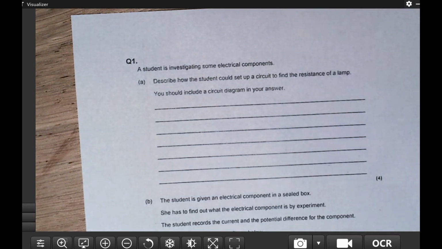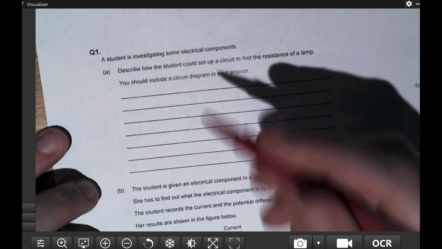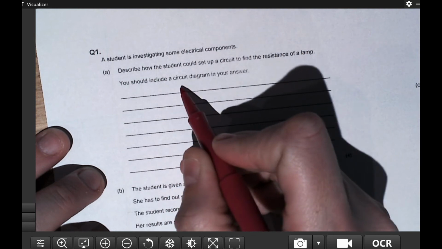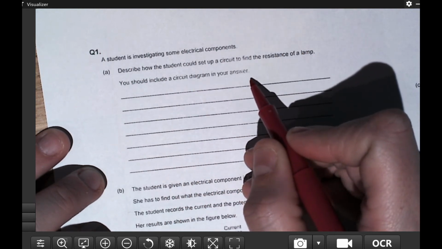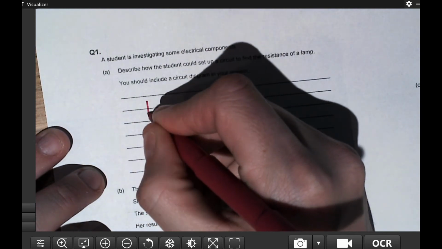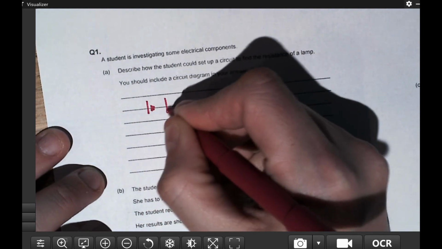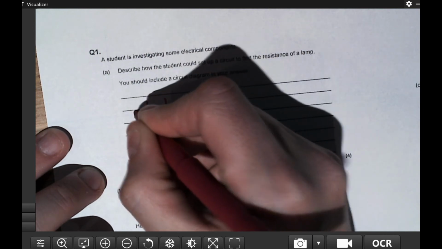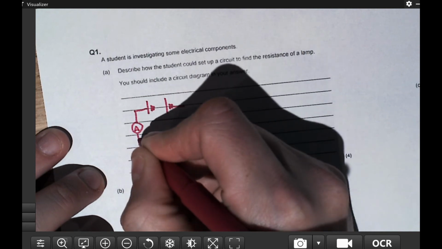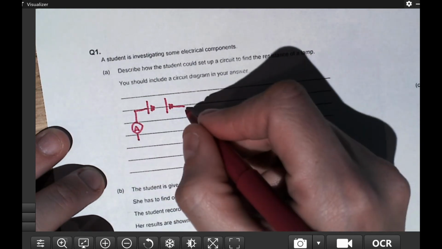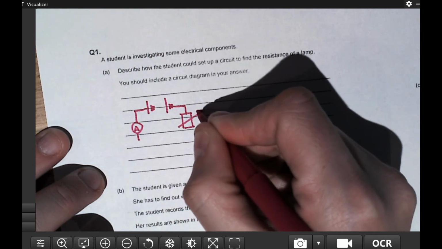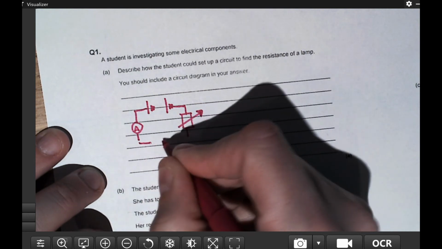Okay, so the first question says, describe how the student could set up a circuit to find the resistance of a lamp. You should include a circuit diagram in your answer. So what you need to be drawing here is the circuit diagram for where we were investigating the lamp. So we need a battery. We need an ammeter in series. We want a variable resistor, and then we want our lamp.